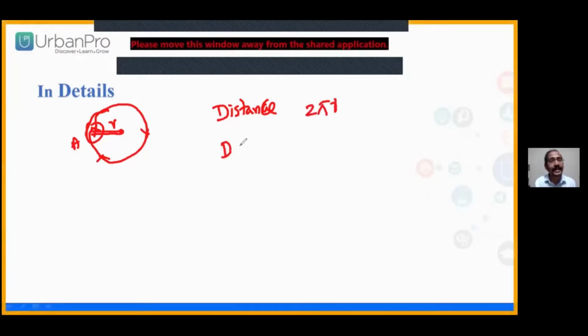What is the displacement? Displacement in the sense, where we started, there only we reached. There is no minimum distance. So displacement will be 0.